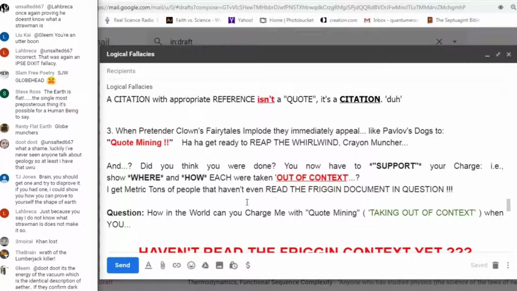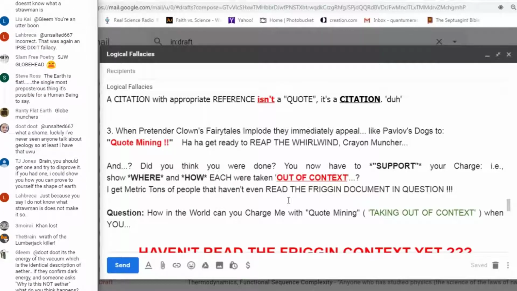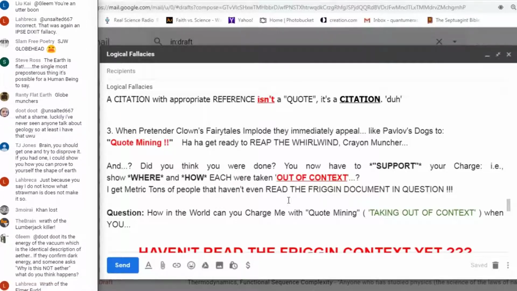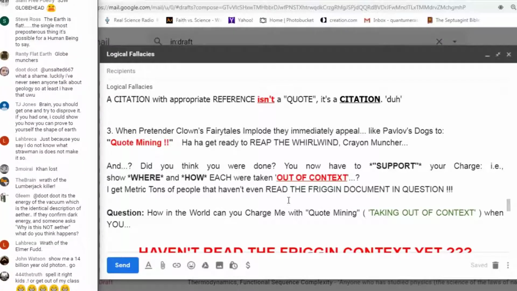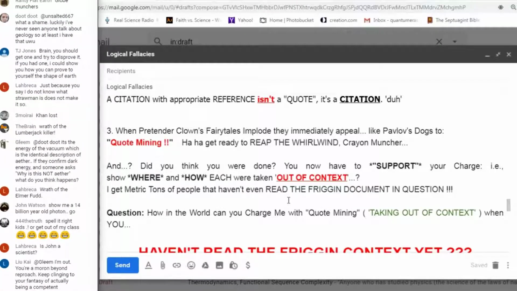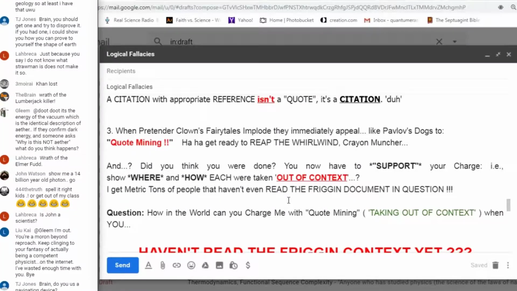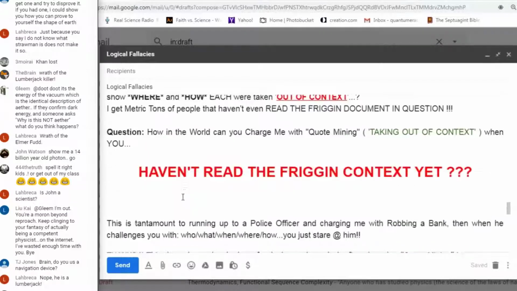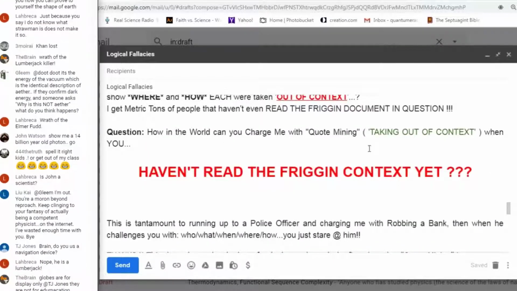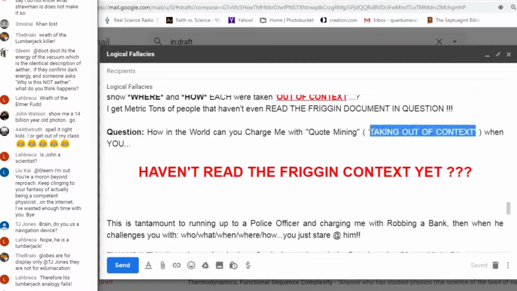So in that vein, I get metric tons of people that haven't even read the friggin' document in question and call it quote mining. How can they do that? They haven't even read it. They admit that they haven't read it. They just say quote mine, right? What do they have? Special Evo mind powers or something? How can they not read the context when this fallacy is taking it out of context? It's moronic. That's when I say, how in the world can you charge me with quote mining, taking out of context, when you haven't read the friggin' context yet? It's moronic.